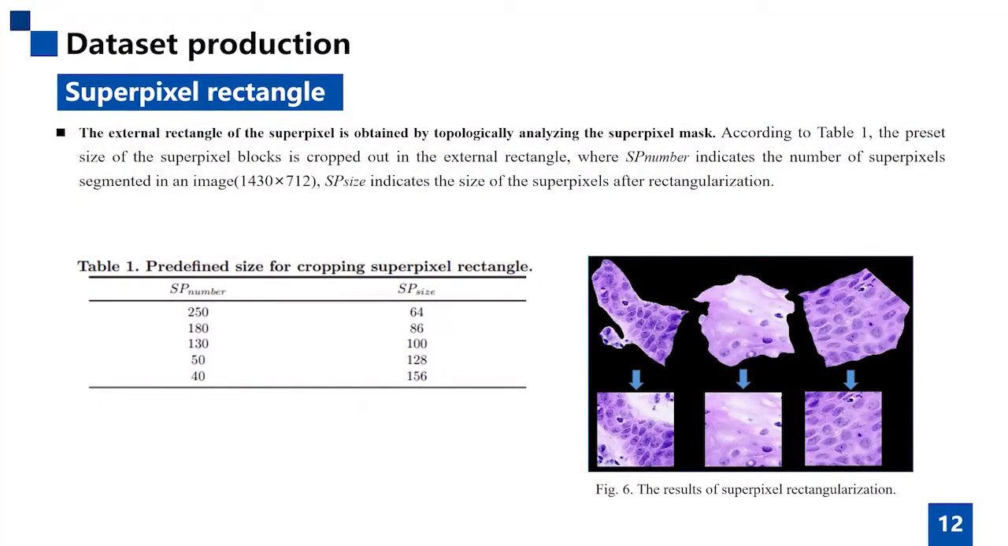Superpixels are rectangularized to be able to feed them into the CNN for classification. The external rectangle of the superpixel is obtained by topologically analyzing the superpixel mask. Table 1 shows the correspondence between the number of superpixels and the size of superpixels in a picture.